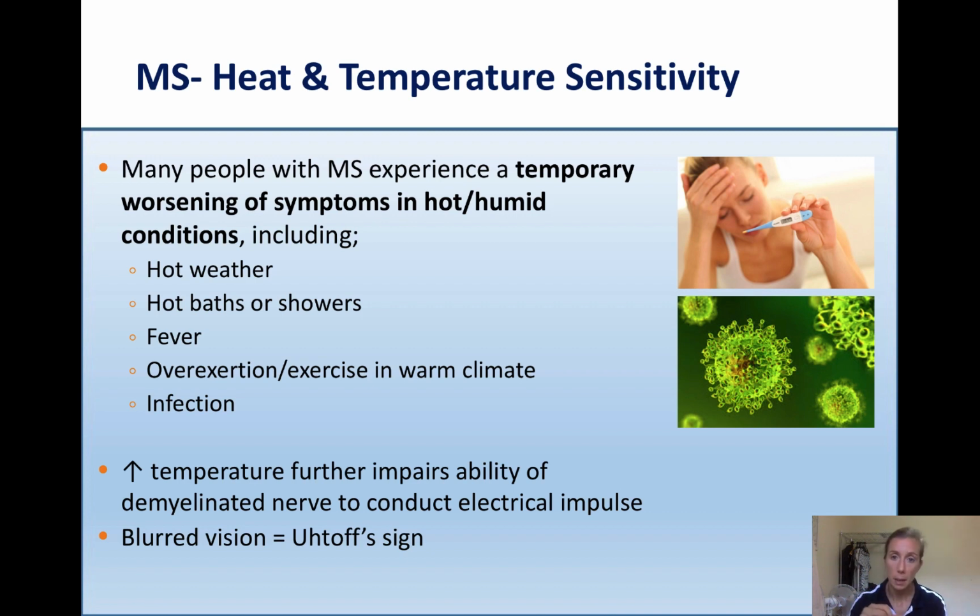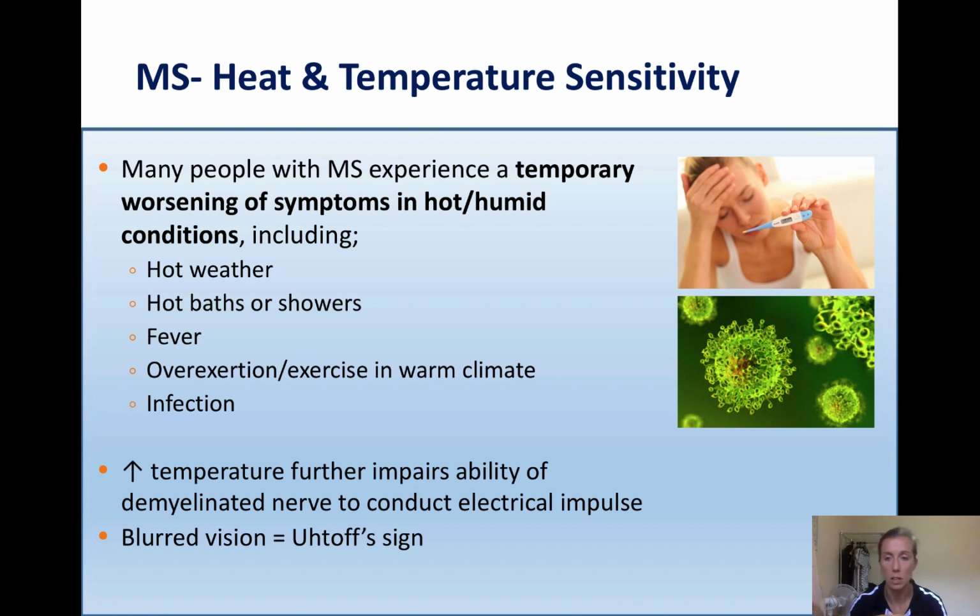So what we know is when the temperature increases, we're going to further impair the ability of those demyelinated nerves to conduct the relevant electrical impulses. Therefore, we're going to see a further deterioration in whatever symptoms it might be. Specifically, blurred vision being exacerbated by heat and temperature is what we refer to as Uhthoff's sign. Don't worry about that too much.